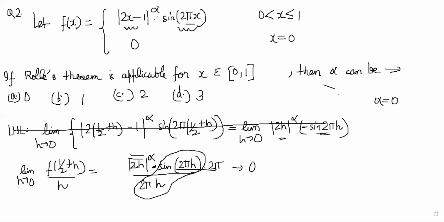If alpha is 0, this part becomes 1 automatically. So the function is becoming what? Sine 2 pi x, for 0 less than x less than 1. So sine 2 pi x will be differentiable everywhere. What is the problem with that? There's no problem. Sine 2 pi x is differentiable everywhere in this interval. So actually the answer is anything. It's fine, right?